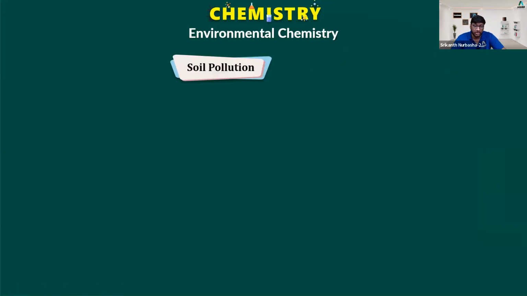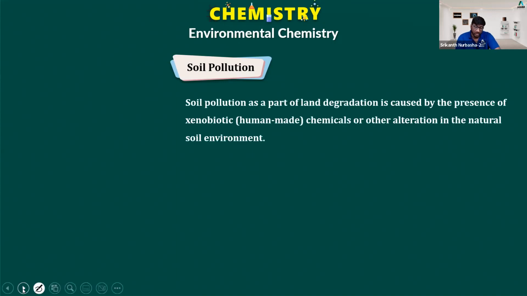The next kind of pollution is soil pollution. In soil pollution, what you can observe is major land degradation. Degradation of land will be happening. Why? Due to the presence of some chemicals. What chemicals can we say? Xenobiotic chemicals or some other alterations in the natural soil environment. Soil pollution is just a degradation of land because of the presence of different chemicals known as xenobiotic chemicals. Soil pollution as a part of land degradation is caused by presence of xenobiotic or human-made chemicals or other alteration in the natural soil environment.